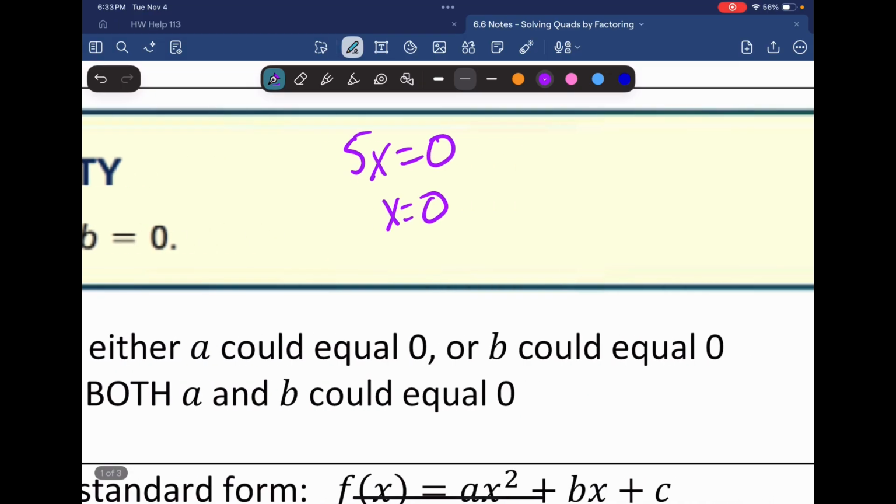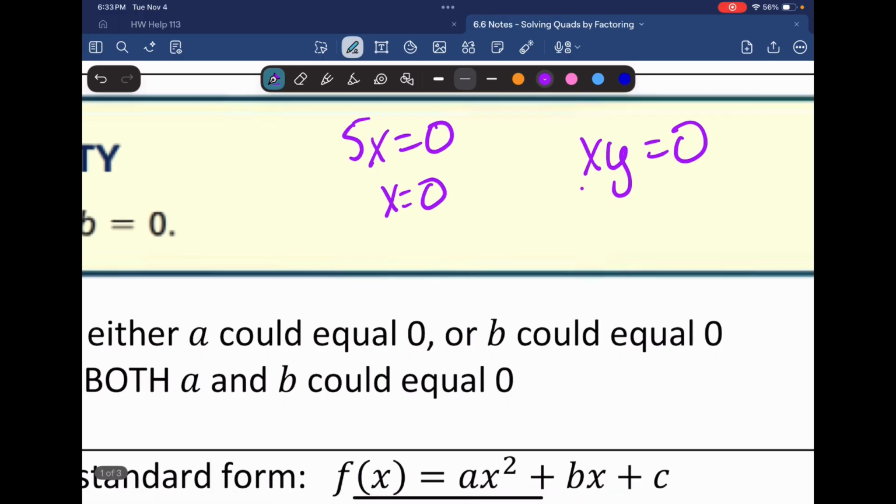Well, what if I gave you x times y equals 0? Knowing what I know about 0 and how multiplying by 0 gets a 0, then I know that either this x is a 0 or that y is a 0, or both of them. This is the zero product property.